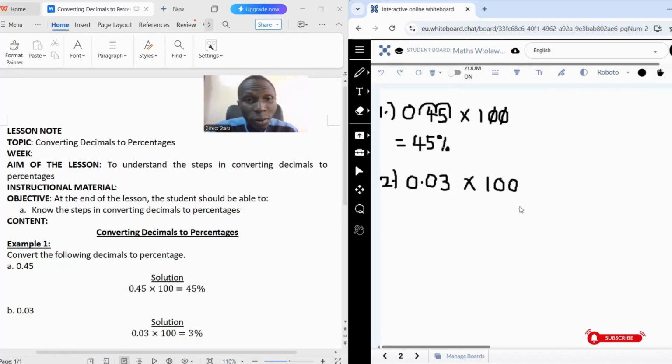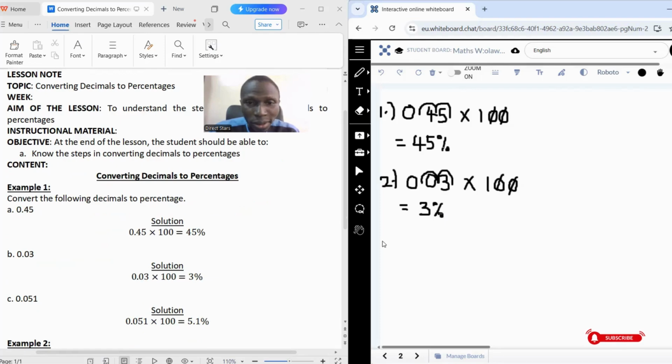Just the same thing that we did in the first example. We're going to move the point to the right-hand side with the number of zeros that we have. We have two zeros in 100. So we're going to move the point twice to the right-hand side. We have 1. We have 2. So then take off the 0. So what we have left there is 3. So we're going to have 3%. So converting 0.03, which is a decimal, to a percentage, we're going to have 3%.